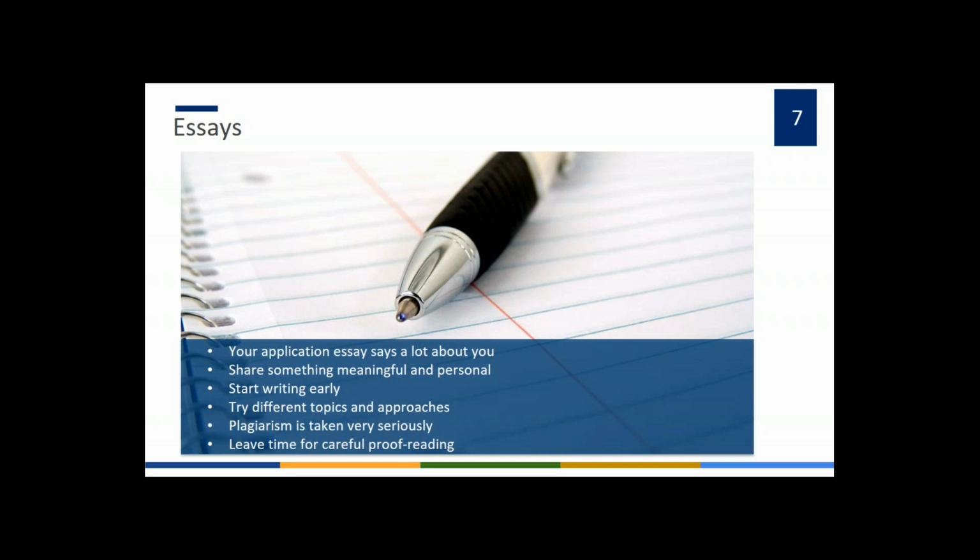So do stress to your student that this needs to be his or her own work. And of course, students need to really leave time for careful proofreading. We have a lot of helpful blogs on MEFA.org about the college essay. So students and you as parents can take a look at those. You can simply put essay into the search bar at the top of MEFA.org, and you'll come across some great tips, some great ideas for topics, and some ways that students can really think about the essay before they start writing.